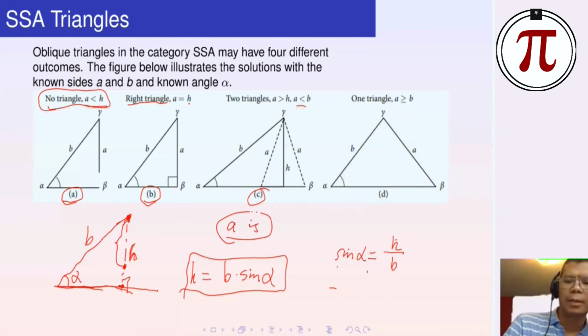Okay. So that's what we have for these oblique triangles, the side-side-angle case. Given this, A is the side opposite alpha, and b is the side adjacent to alpha. Given A, b, and alpha, we will have these four different cases: A, B, C, and D, right? So in case A, no triangle. Case B is a right triangle. Case C is two triangles. Case D is one triangle.